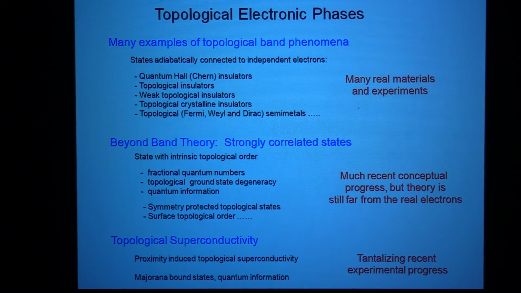Now, of course, this is not the whole story about topological phases of matter. There are many fascinating topological states of matter that cannot be described within band theory. These are states which have what one might call an intrinsic topological order. We know that such states can exist. The classic example of this is the fractional quantum Hall effect.